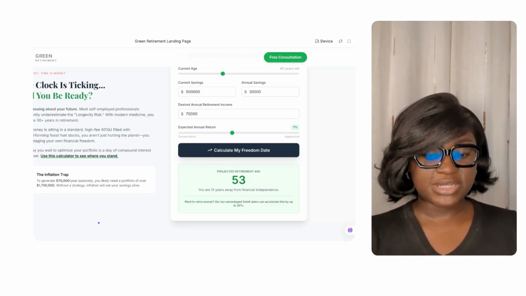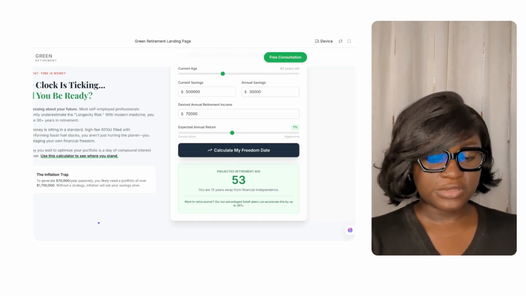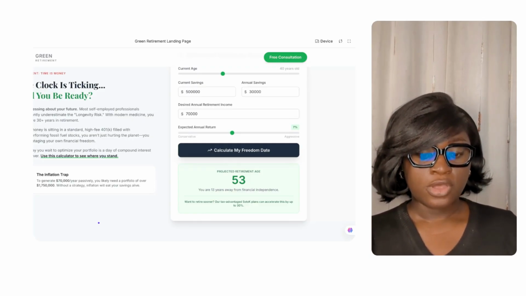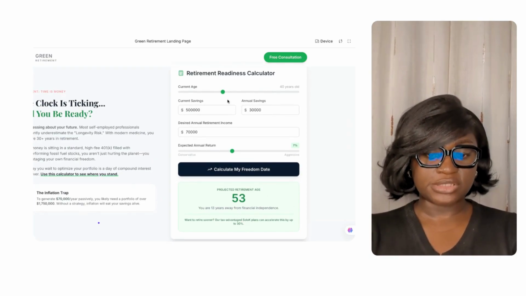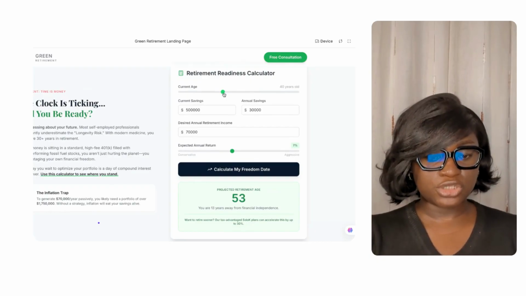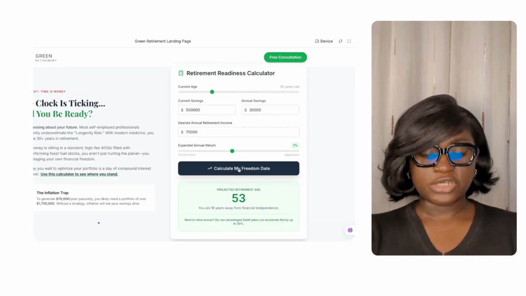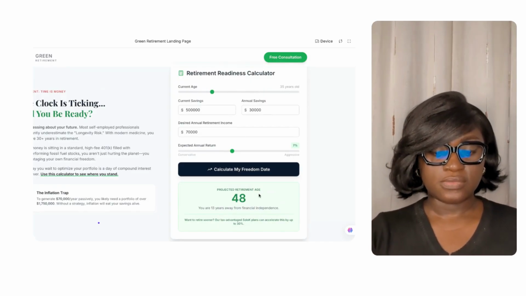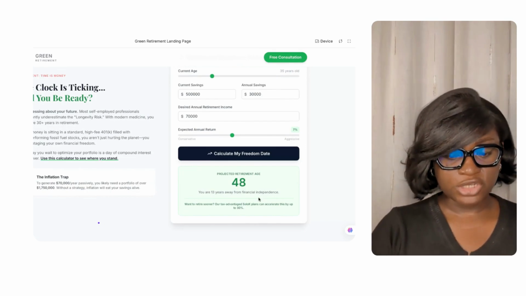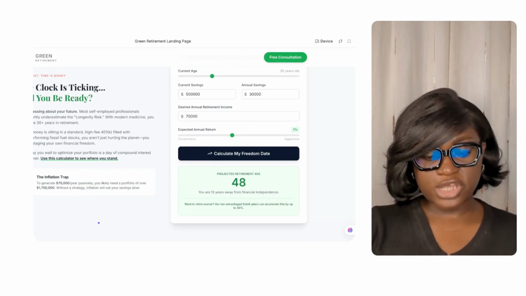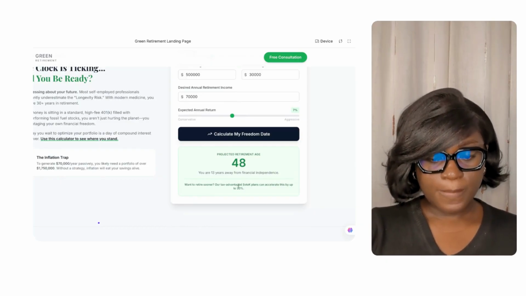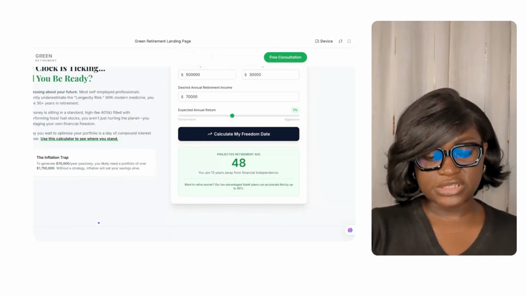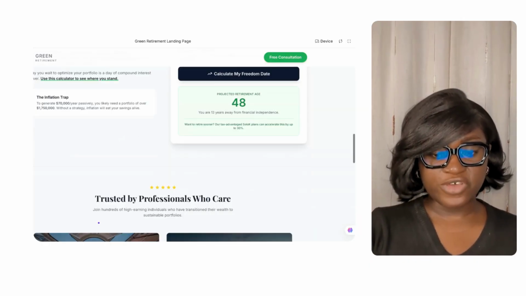So we can see the projected retirement age is 53. You're 13 years away from your financial independence, because the age here is 40. If I reduce this age to 35, let's recalculate it. Projected retirement age is 48. 13 years away from financial independence. So if you want to retire sooner, our tax-advantaged solo K plans can accelerate this by up to 30%. So you can see the offer there.